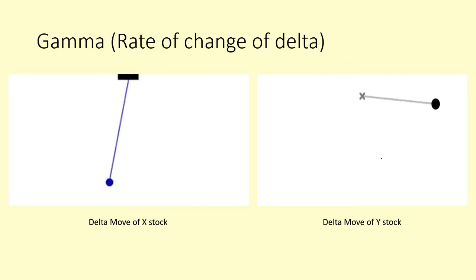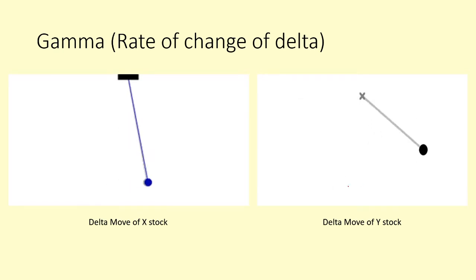Suppose there is a stock which is moving slowly between these two ranges. We can assume that the delta is changing very slowly. The rate of change of delta is gamma. And there is another stock like this, you can assume it to be something like an Adani stock. It goes up 10% one day, 10% another day, and then 5% crashing down another day. This delta move is very dangerous because it now has a higher gamma.